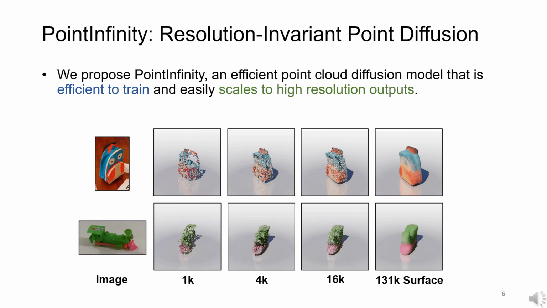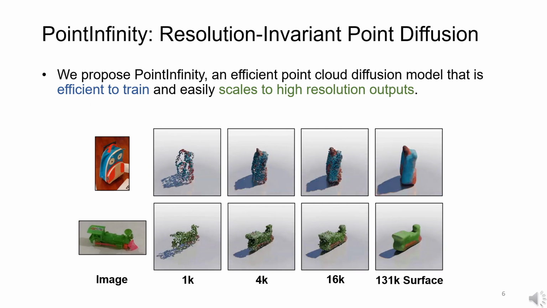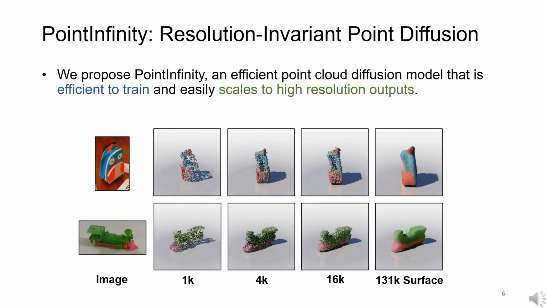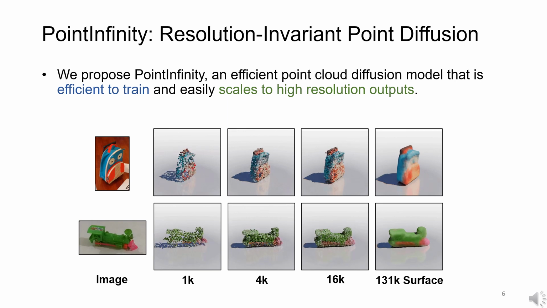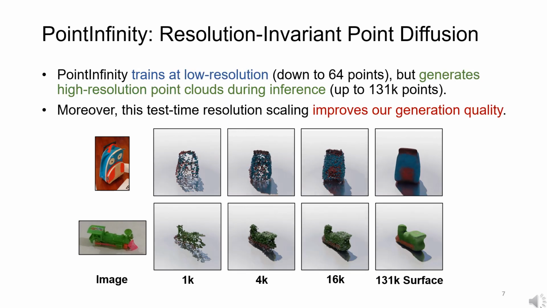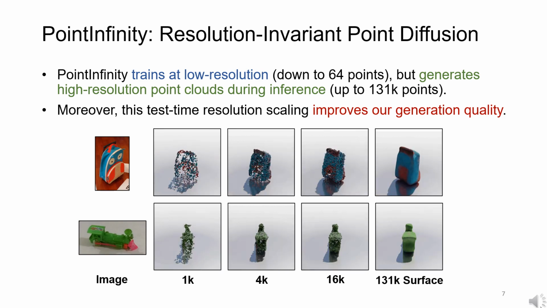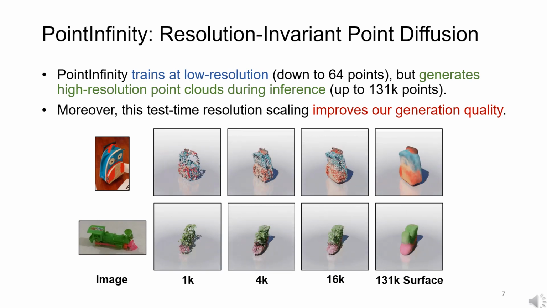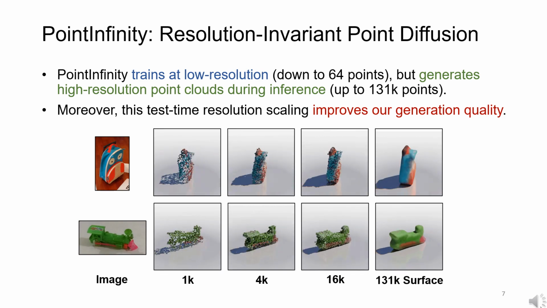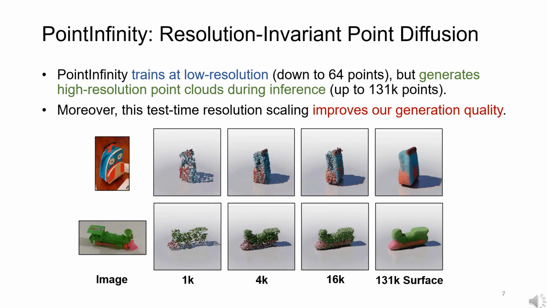In this paper, we propose a point cloud diffusion model that is efficient to train and easily scales to high resolution generation. Our model, PointInfinity, is trained at low resolution, but generates much higher resolution at test time. What's more, we find this test time resolution increase improves the generation quality.